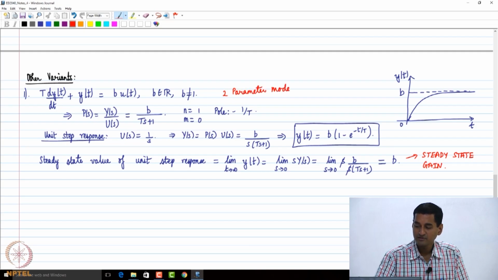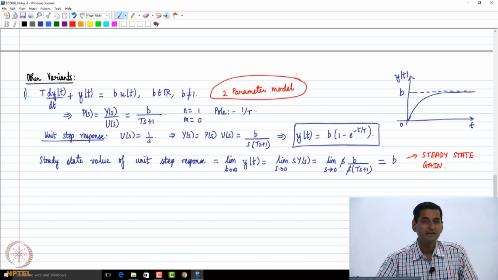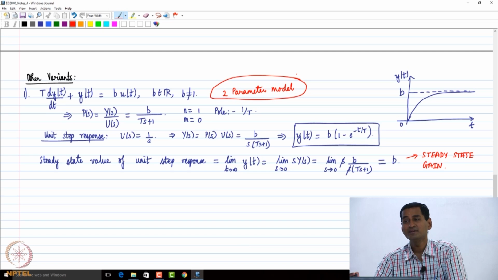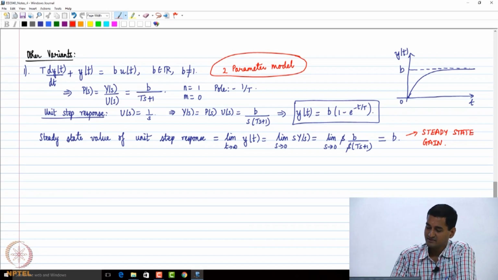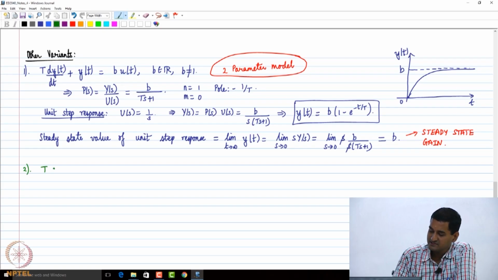2-parameter model or 2-parameter process. Okay, so this people will call first order model with non-unity steady state gain, right? So that's the variant. And a third variant which people can have, which essentially occurs in many practical processes. You will look at this variant even when you come to the lab. Okay, in many practical systems, you may have a system like this.